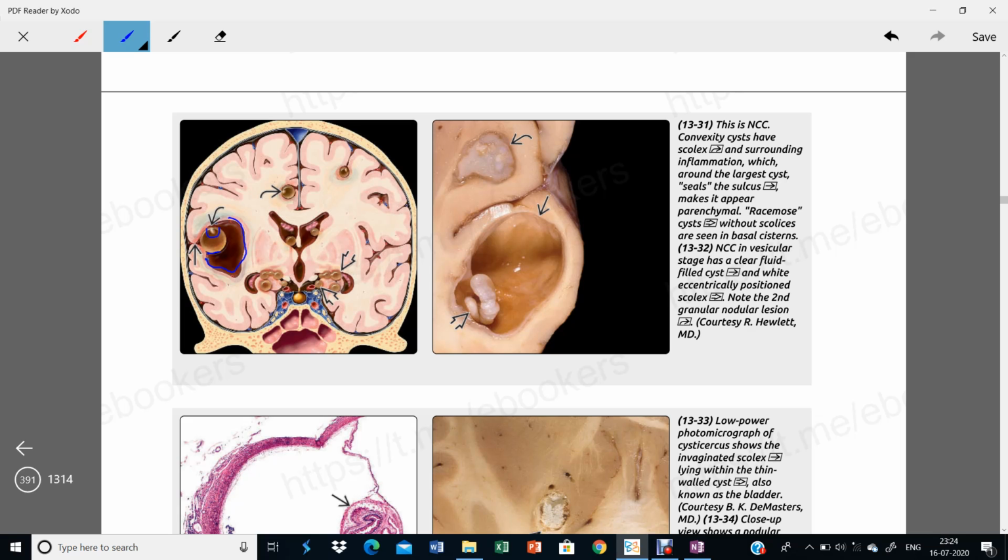Most common location, this location, subarachnoid space. In these cases, we see the ventricle, basal cisterns, and these are the small lesions, and this is from the racemose. In this picture, we will see one invagination of scolex, and these are the cysts.